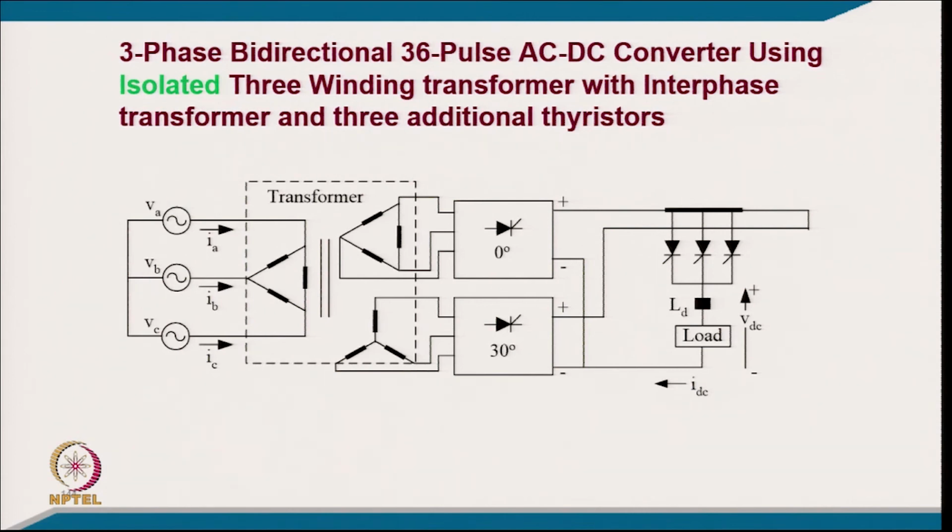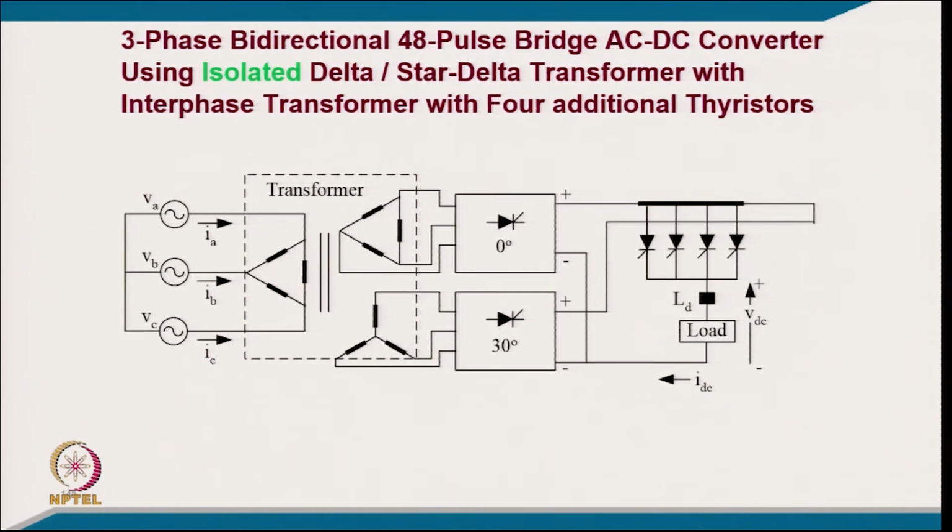This is another method of 36 pulse converter. We have a delta to star 12 pulse converter, we are connecting in parallel, but with this interphase transformer and these 3 thyristors, we are able to convert 12 pulse into 36 pulse. So, you can call it a pulse multiplication concept in this case. Because of this circuit, we are able to multiply 3 times, or sometimes even 4 times. So, this is a 48 pulse converter: 12 pulse we are converting to 48.